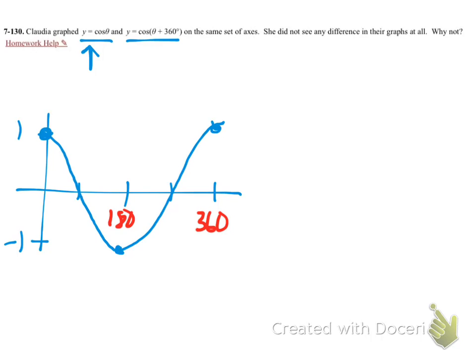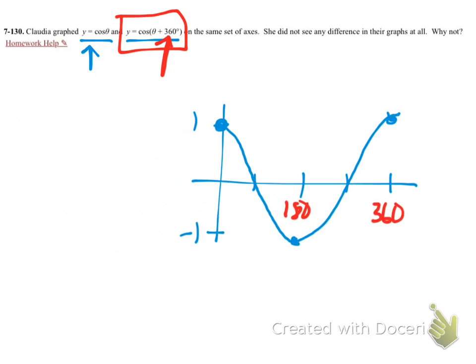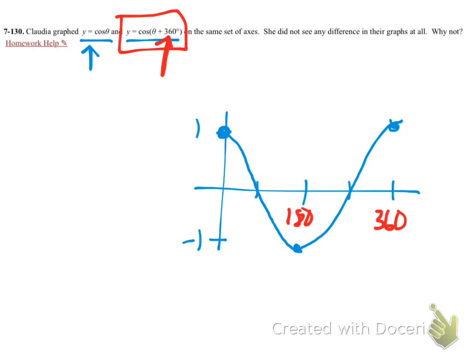So, if I'm looking now at the graph of y equals cosine of theta plus 360, what it's basically doing is now shifting the graph to the left 360 degrees. So if I would expand my graph, I would go this direction, and I would have -180 and -360.